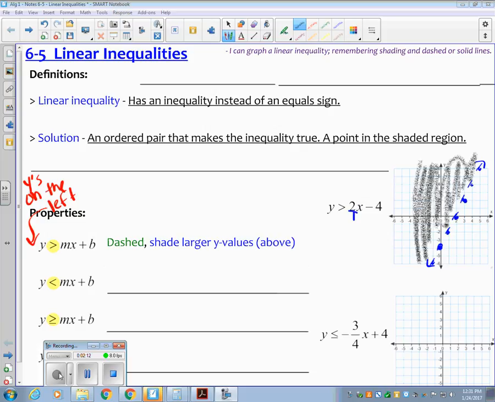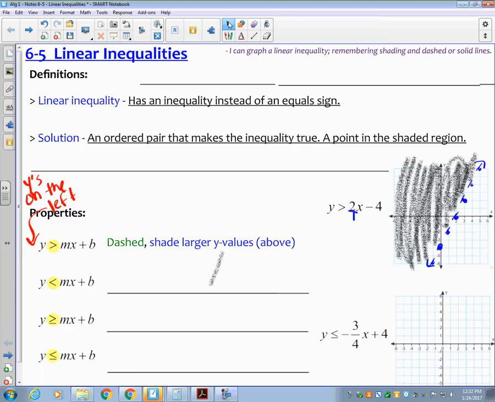Oh, but that's the negative side. You are not looking at right or left. You're looking at above or below. So you put your crayon on your line, and you shade above. It doesn't matter if the x's are negative or not. You're concerned with the y's being greater. As long as the line's dashed, you should be good.